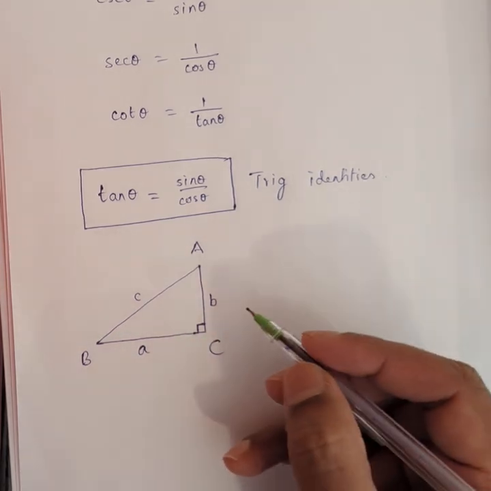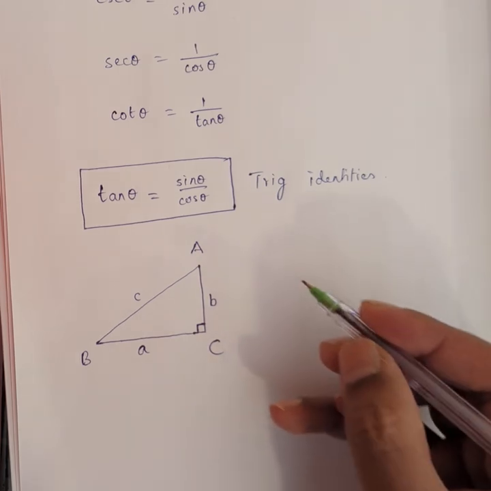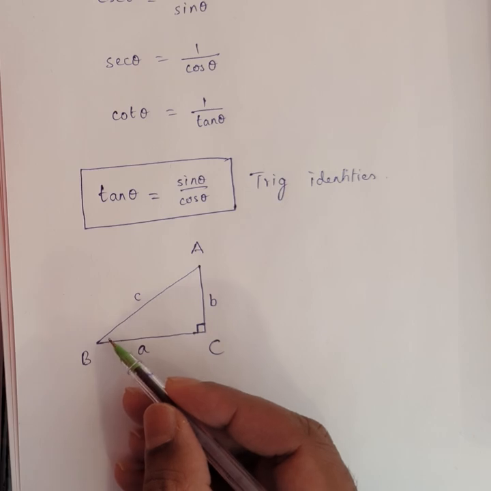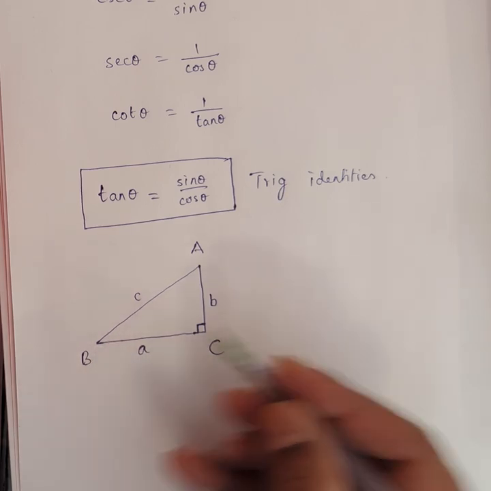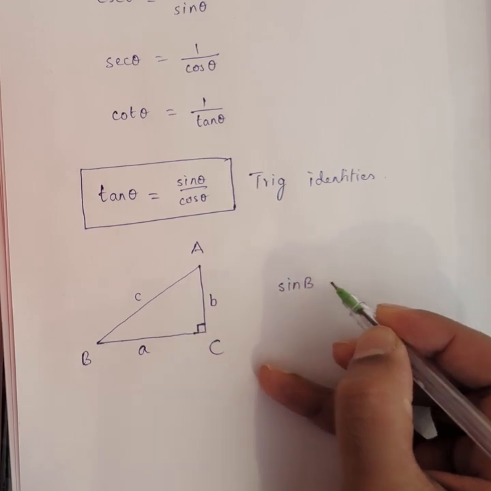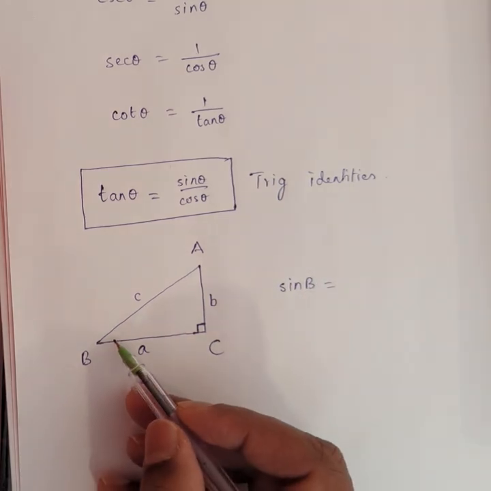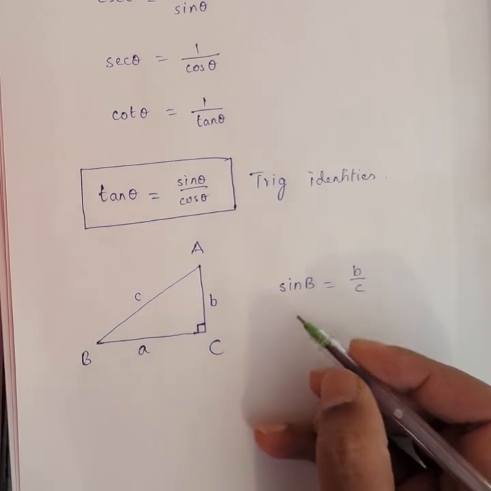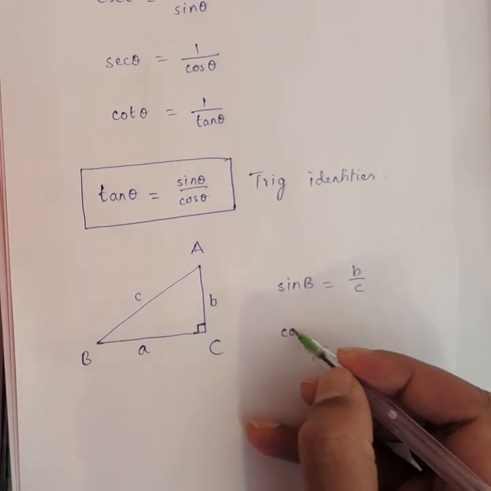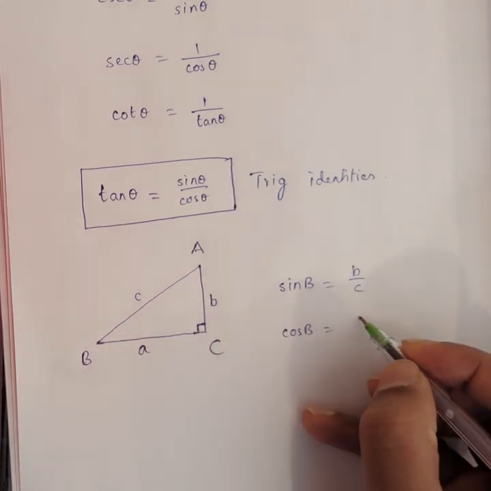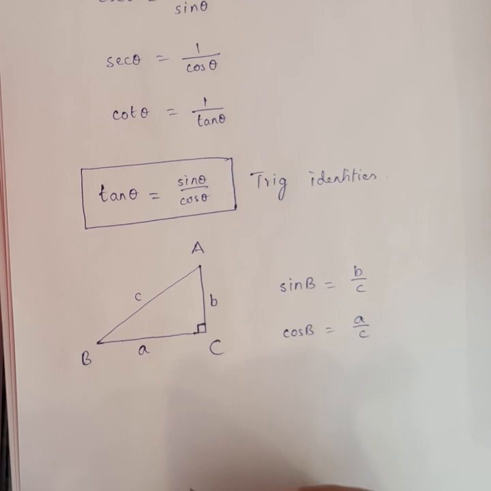And so now I can actually define, so let's pick an acute angle. So this, I don't have to call it theta, I can say B. So sine B in this case is opposite over hypotenuse. So it's b over c. And cos B is going to be adjacent, which is a over c.